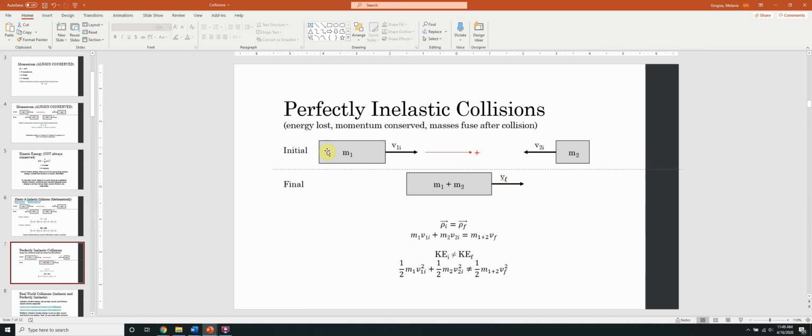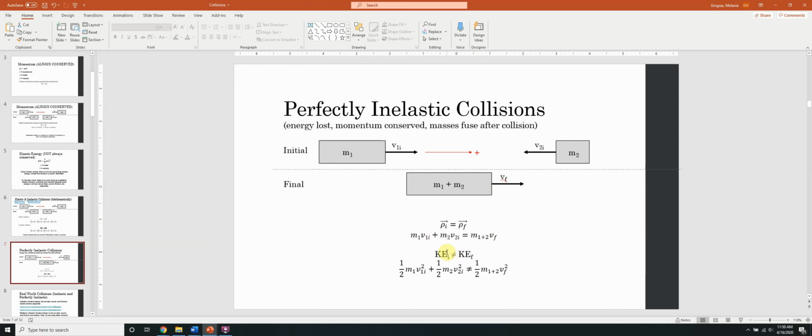What that looks like is you have M1 traveling with V1 initial in the positive direction. Then you have M2 traveling at V2 initial in the negative direction. After the collision takes place, both M1 and M2 fuse together and travel as one mass at one final velocity. In terms of momentum, we know it's conserved, so the momentum before is equal to the momentum after. That means M1 V1 initial plus M2 V2 initial is equal to M1 plus M2 times V final.